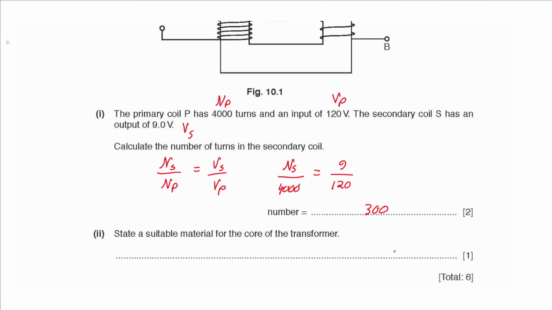Part (ii) says state a suitable material for the core of the transformer. It must be a soft magnetic material to get magnetized and demagnetized with the changing magnetic field of the alternating current. So we use iron or soft iron.